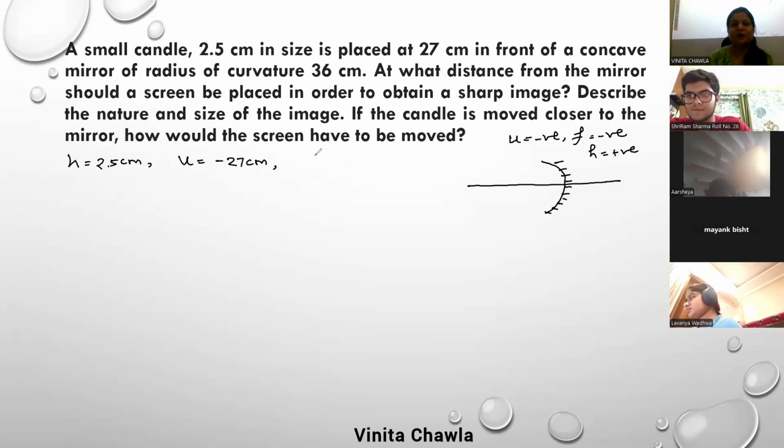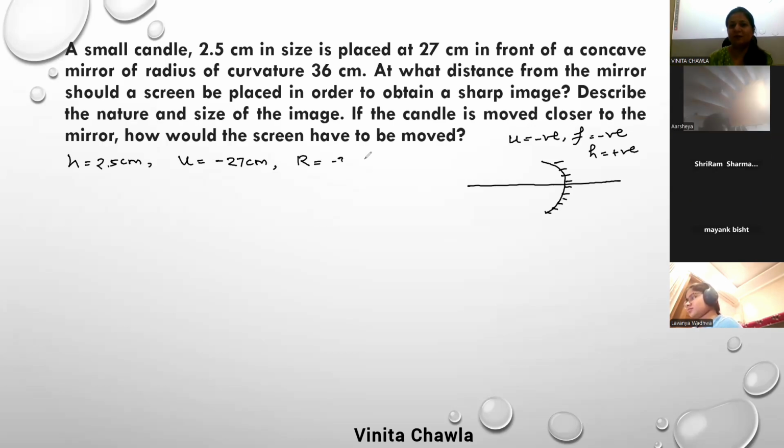And radius of curvature is given, it is minus 36 centimeter. At what distance from the mirror should a screen be placed in order to obtain a sharp image? We have to find V. Describe the nature and size of the image. Nature means we have to find magnification, and for size we will find height of the image. Okay. Now we have, if the candle is moved closer to the mirror, how would the screen have to be moved? This we'll discuss later after doing this.